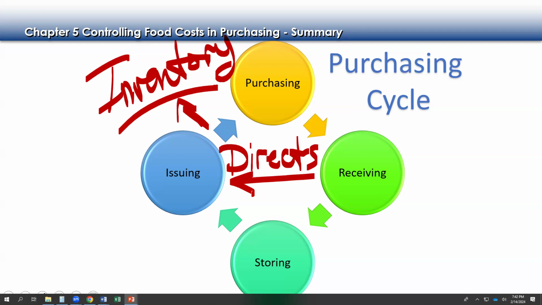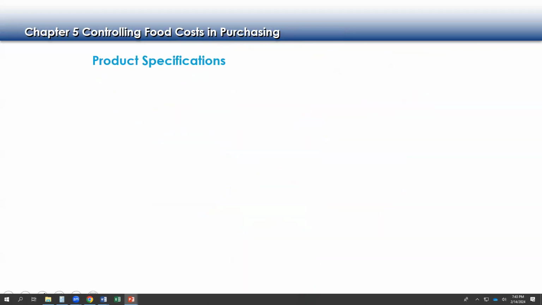Because remember, when does food become part of our food cost? When we use it, when it's in production. If it's sitting in storage, it's not part of our food cost yet. It's part of our inventory, but not our food cost. So those directs skip the storage spot and go directly into issuing. Typically, they're very highly perishable, with a very short shelf life. That's what determines whether it's a direct or a store item that goes into storage.